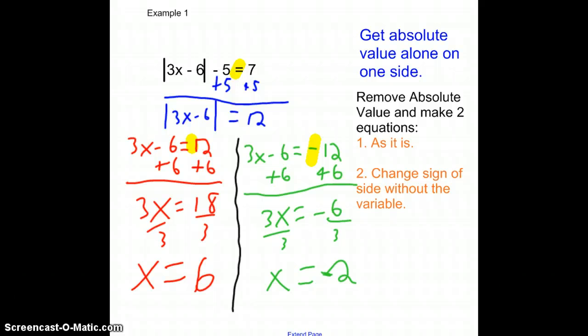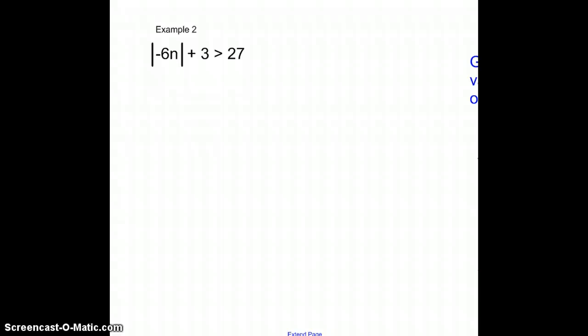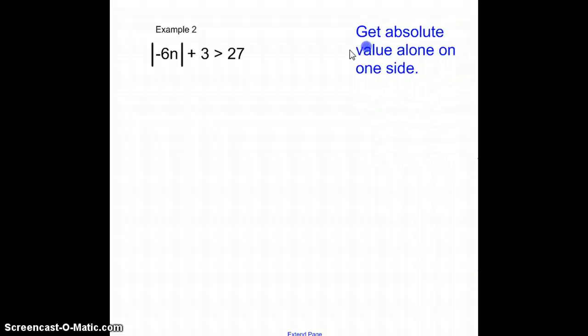This next example we're going to look at is an inequality. Very similar, slightly different. In our inequality, the first rule is basically the same: we still have to get the absolute value all alone on one side. So let's work for that. We go minus 3, minus 3.